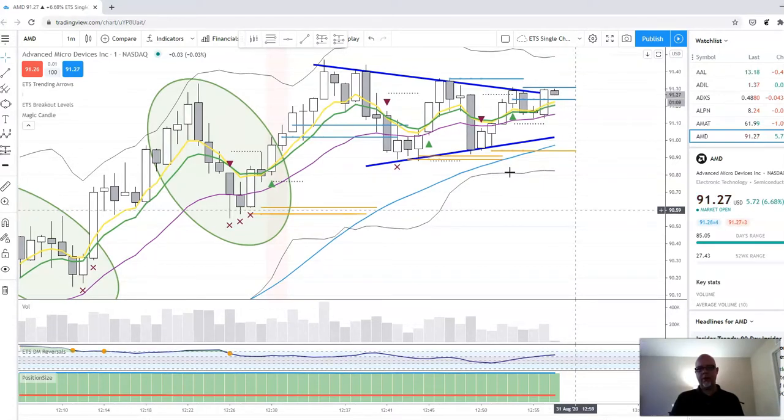Okay, so basically we are right at the edge of the wedge there, edge of the wedge. To me this looks like it wants to break up because we certainly have higher lows, and the higher highs is not quite there, but it's just at the edge of breaking out. So let's see how it behaves going forward.